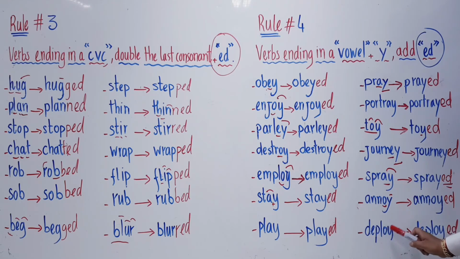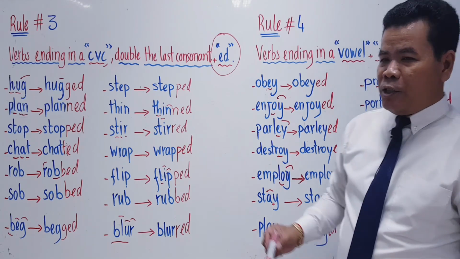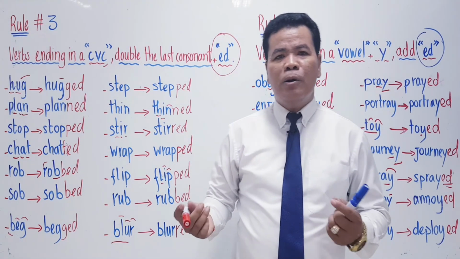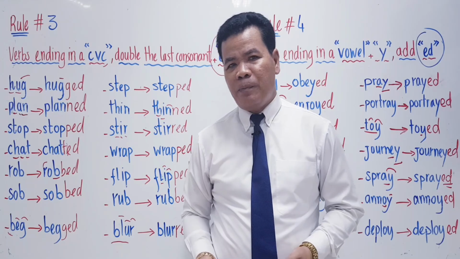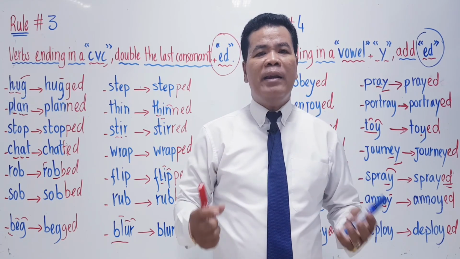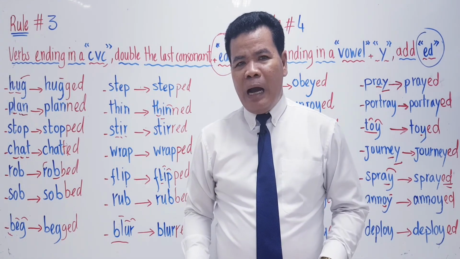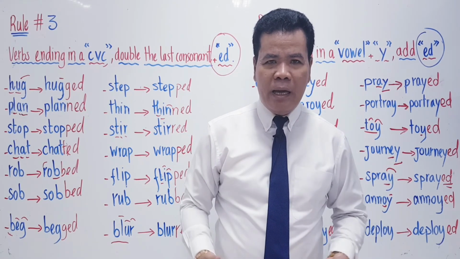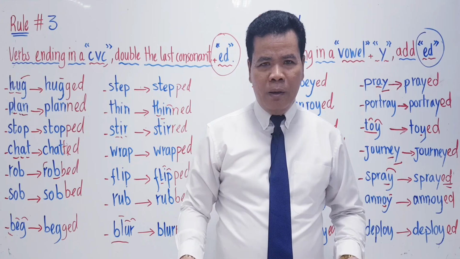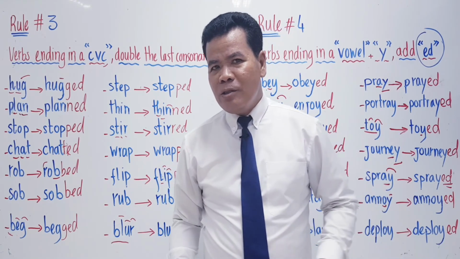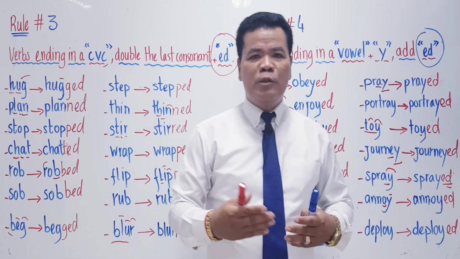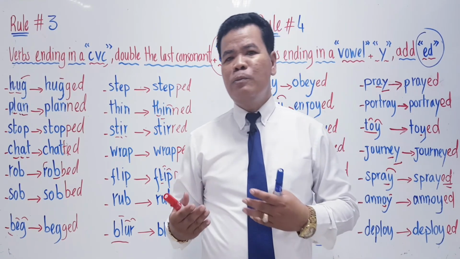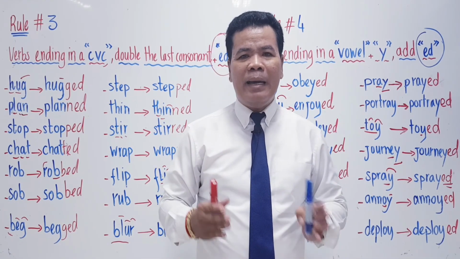Okay, plan. P is a consonant, L is a consonant, A is a vowel, N is a consonant. So before you add ed, you have to double the last consonant. Which one is the last consonant? It's N. So we have one more N before you add ed.